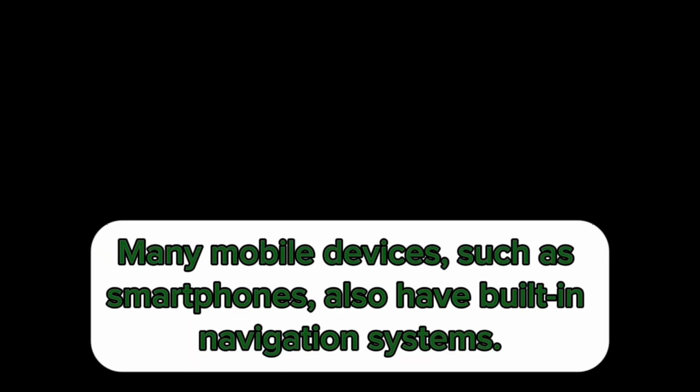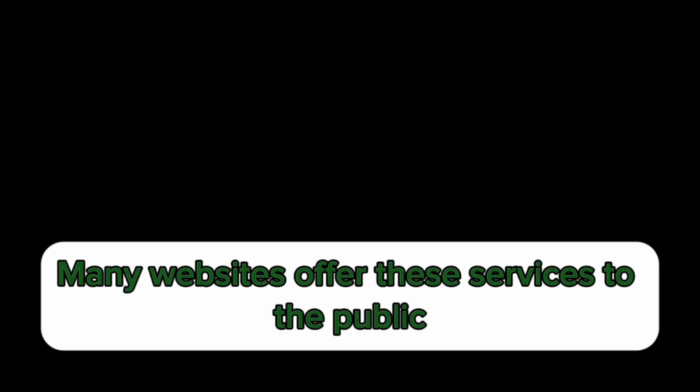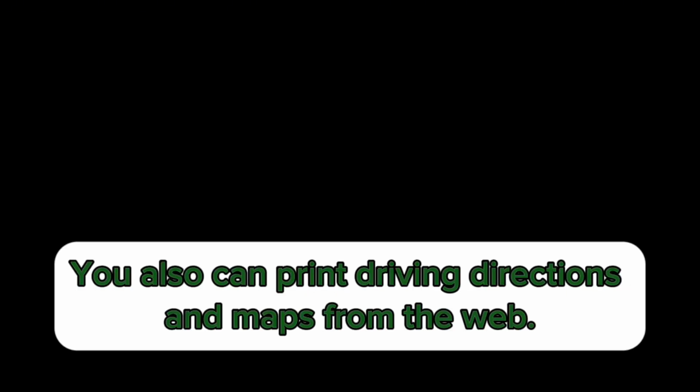Vehicles manufactured today typically include some type of onboard navigation system. Figure 1-37. Many mobile devices, such as smartphones, also have built-in navigation systems. In preparing for a trip, you may need to reserve a car, hotel, or flight. Many websites offer these services to the public, where you can search for and compare flights and prices, order airline tickets, or reserve a rental car. You also can print driving directions and maps from the web.